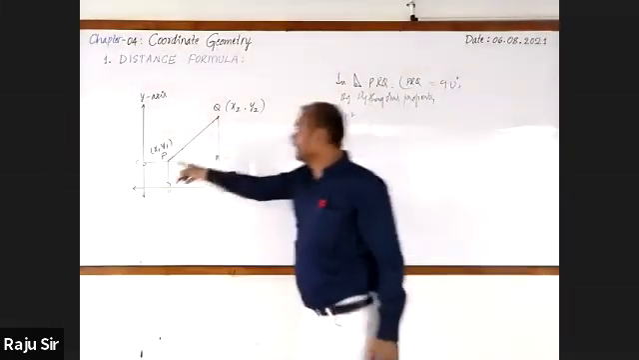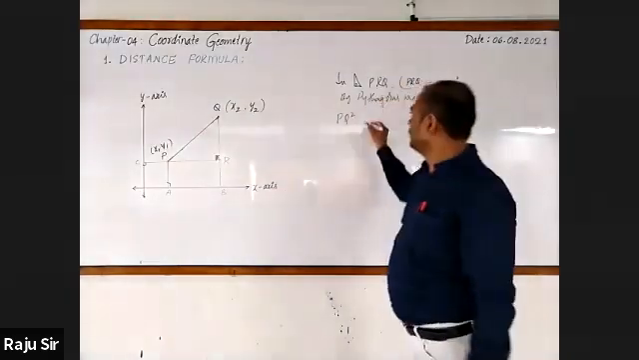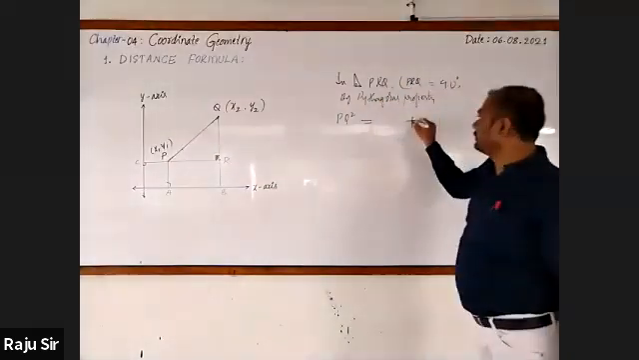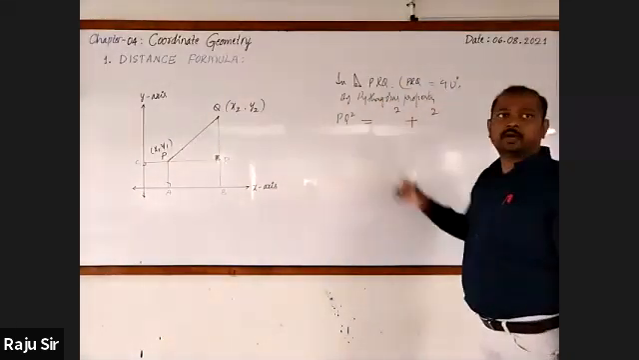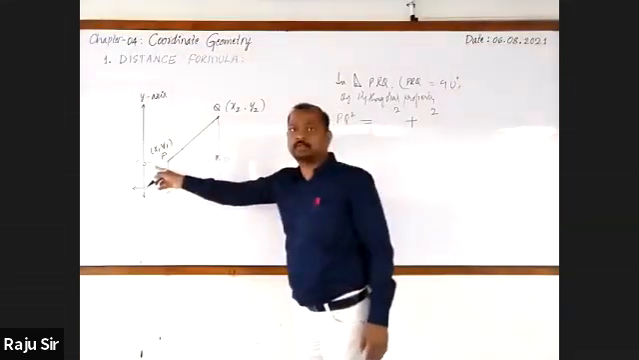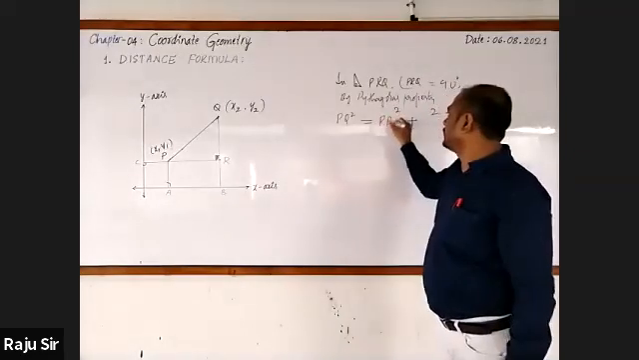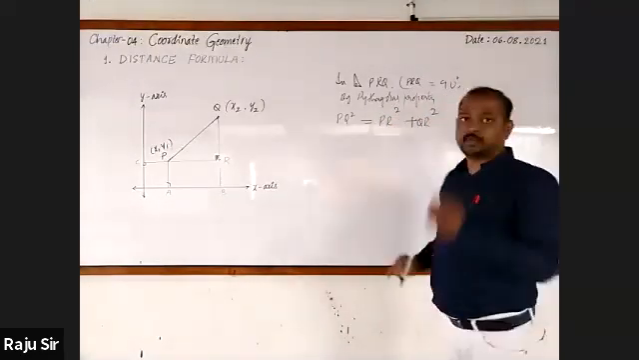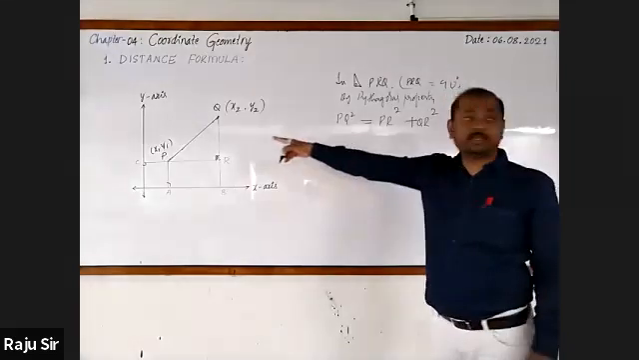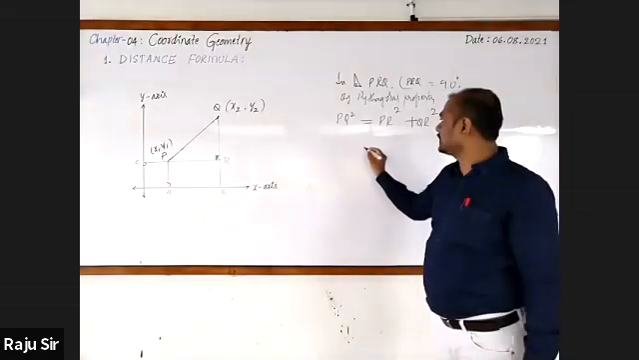How do you write it? PQ square is the square of the hypotenuse, which is equal to the sum of squares of the other two sides. What are the other two sides? PR square plus QR square. We want the PQ distance, so let us write this as it is.